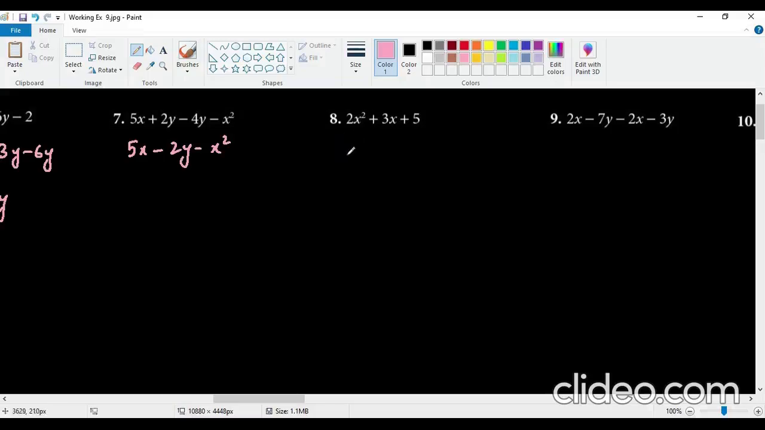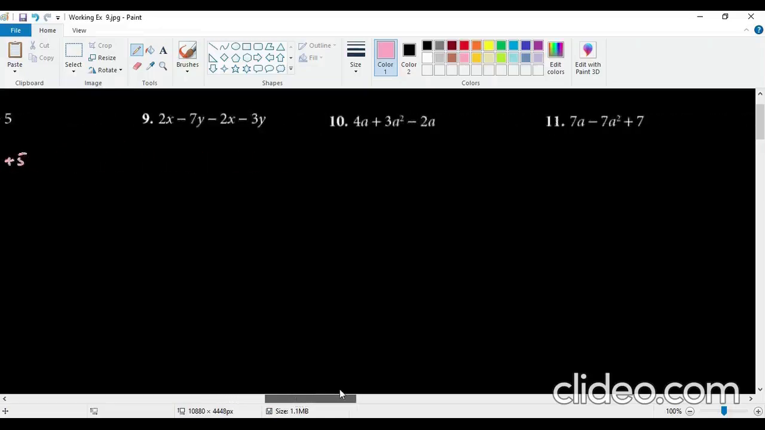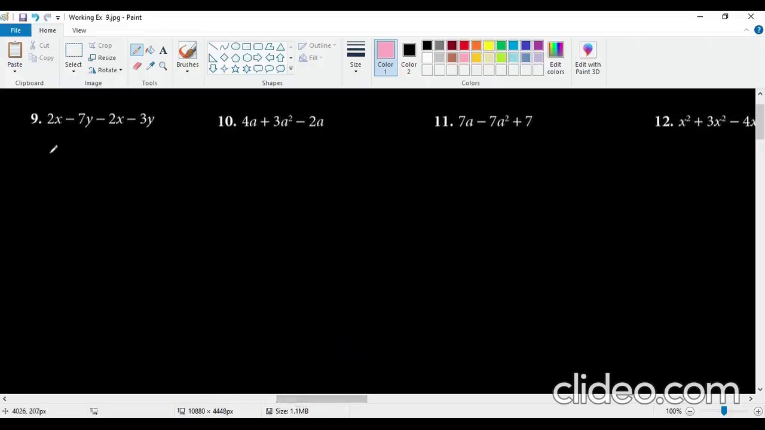Then comes question number 8. In here, there are unlike terms, no terms are like, so this is going to be your same answer. In here, nothing to be done. Question number 9. There are 2x and minus 2x and minus 7y and minus 3y. So plus 2x and minus 2x are going to be cancelled, and minus 10y, it is only minus 10y as an answer.